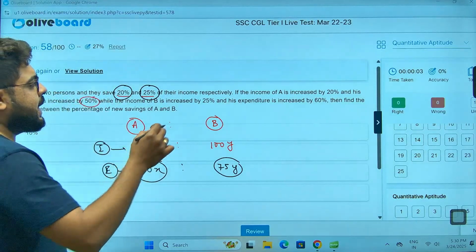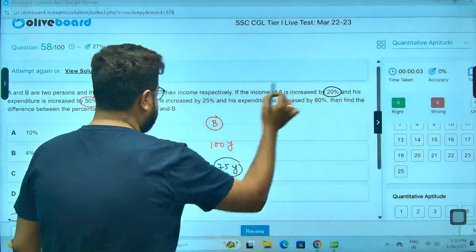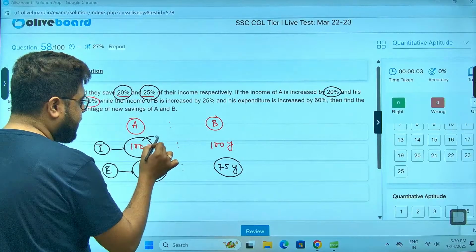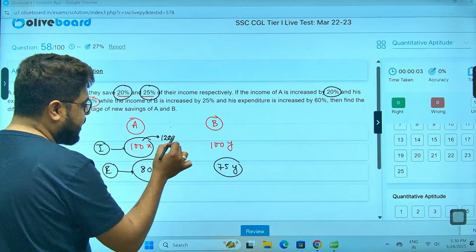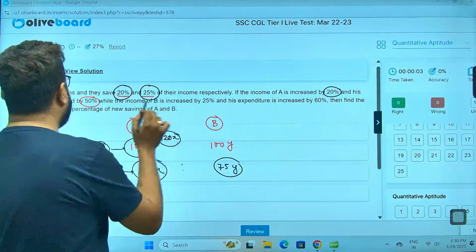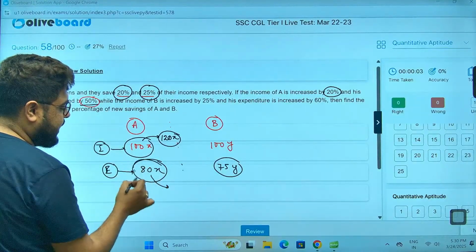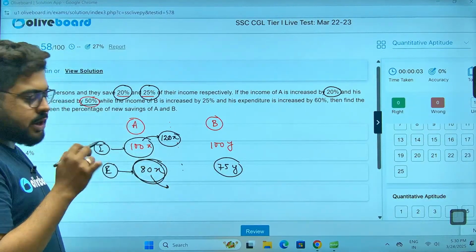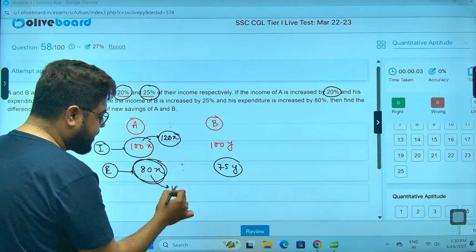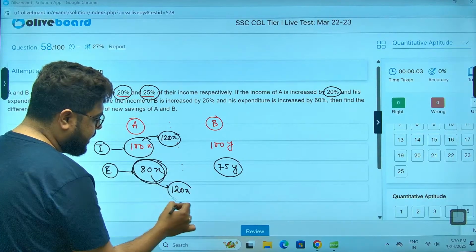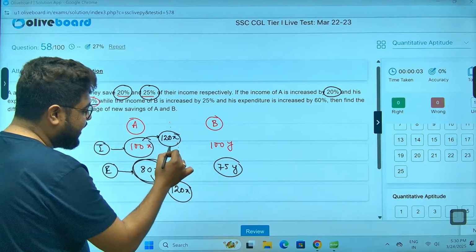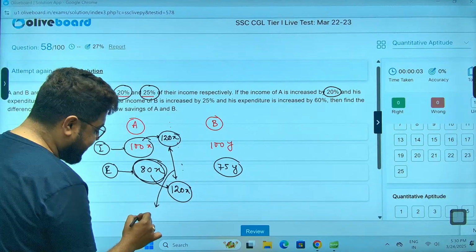Now what happened? Income increased by 20%. This has now become 20% more, meaning 120. And expenditure increased by 50%. 50% of 80 is half, which is 40x. So 80x and 40x makes 120x. Nothing is left. This is all messed up, sir.